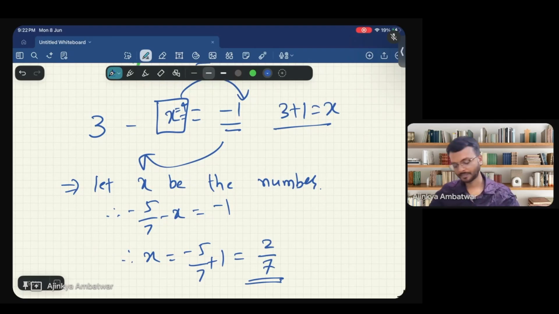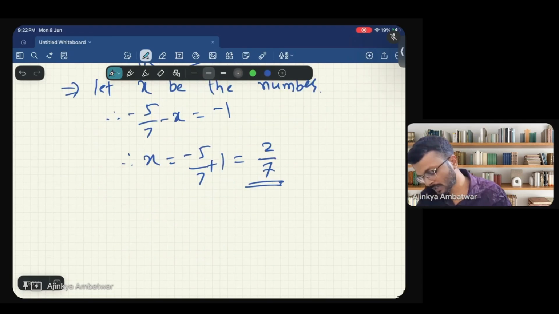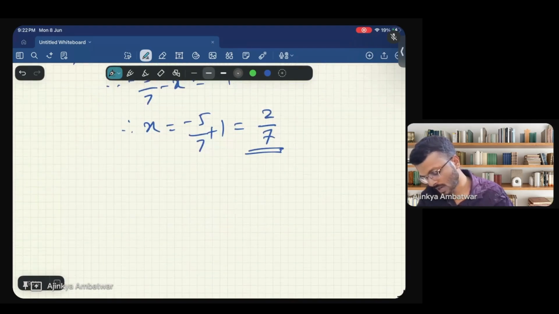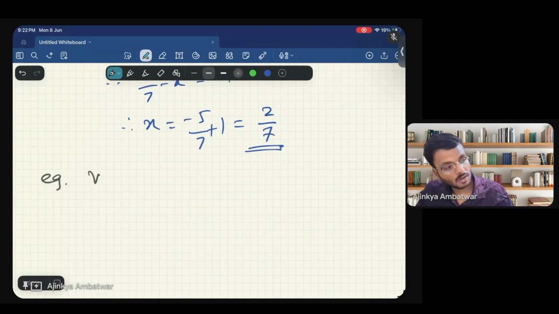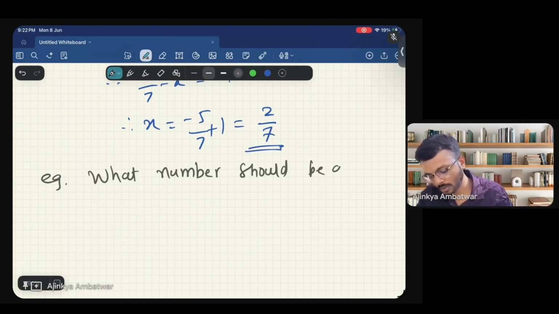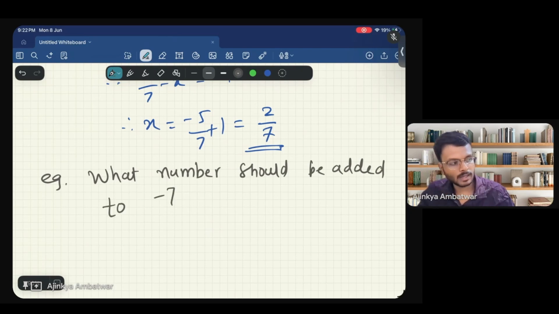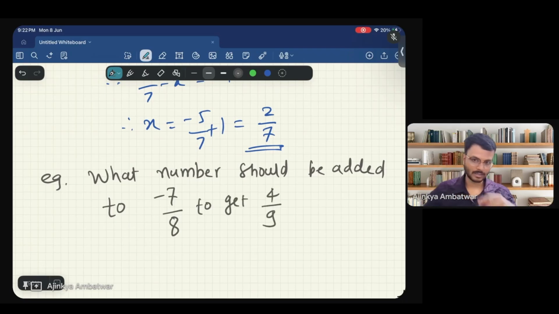Let's do one more. Okay, verbal question करेंगे so we understand how to tackle this. Next question is, what number should be added to minus 7 by 8 to get 4 by 9? Now see, how do you do this? I want you to try this question completely. This one. I will not give you any hint this time.